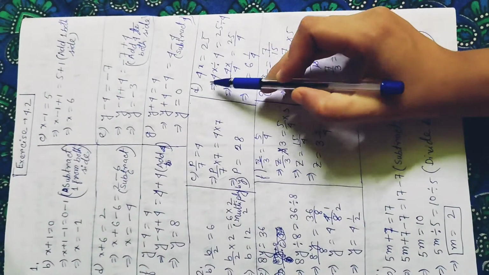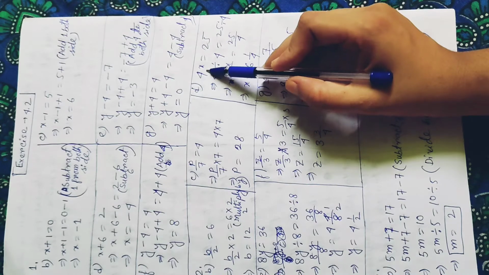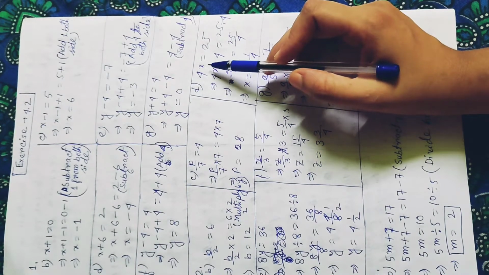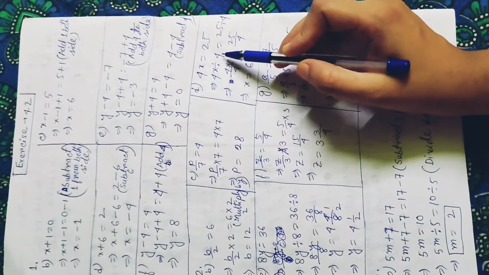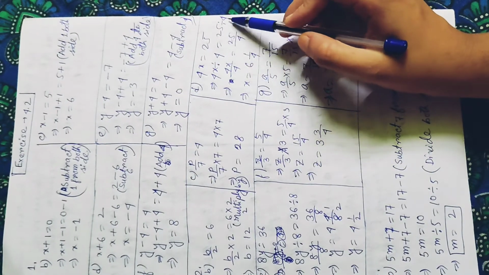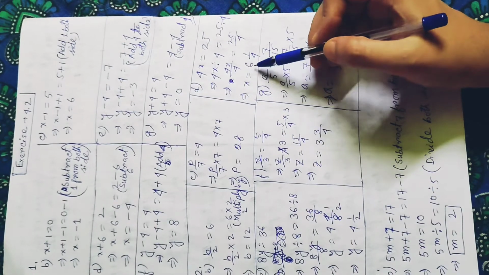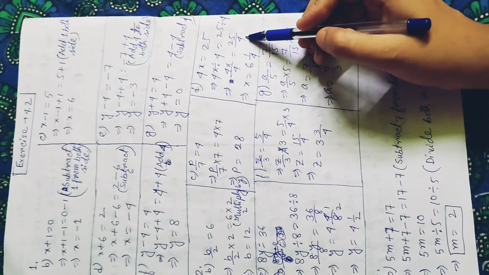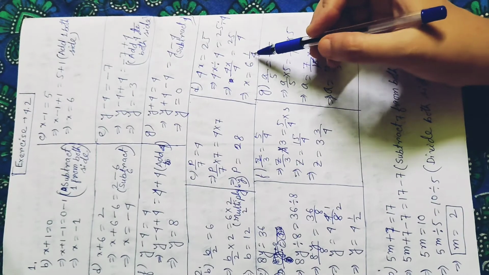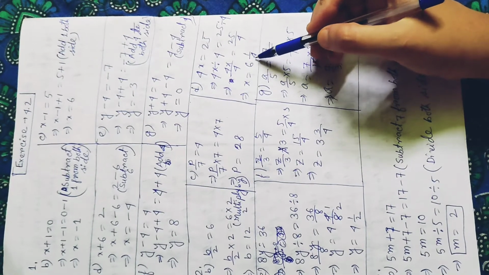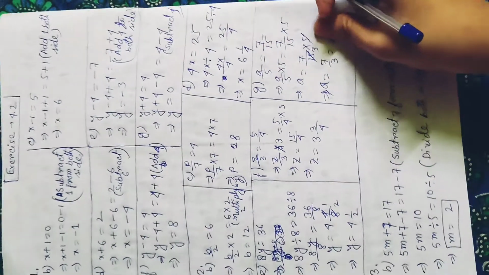Then 4x equals 25. Here 4 times x means 4 multiplied by x. The opposite of multiplication is division. 4x divided by 4 equals 25 divided by 4. So 4x by 4, the 4 vanishes, x, and here 25 by 4. It is an improper fraction, so we have to write it as a mixed fraction. 6 fours are 24 plus 1 is 25. So 6 1 by 4 will be the answer.